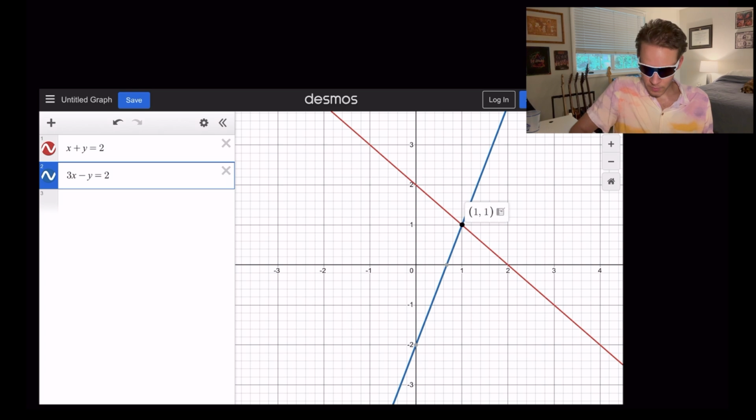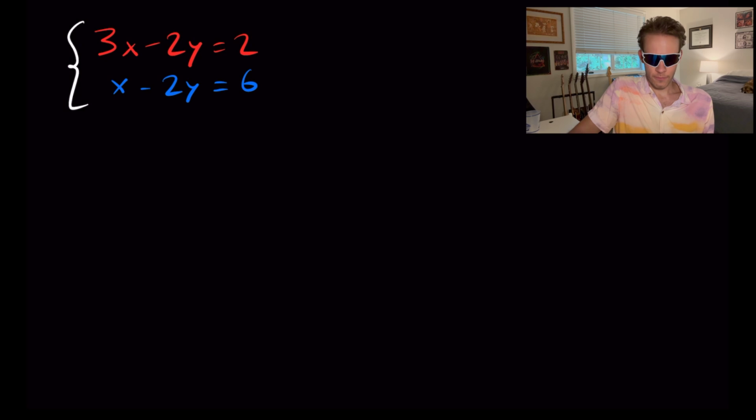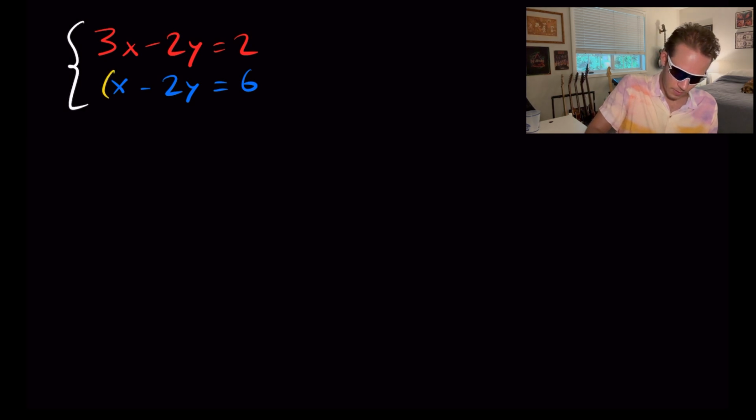Plug your equations into Desmos if you're not sure or just want to check your answers, but there we go, 1, 1. Okay, for this one, we don't, off the bat, have two coefficients that are opposite, the same, just opposite signs of each other, but it's pretty close. We got negative 2 as the coefficient for both of the y terms. So we're going to do this. We're going to multiply one of the equations by negative 1 to flip that sign. It doesn't matter which one you do, but we can do the bottom one.